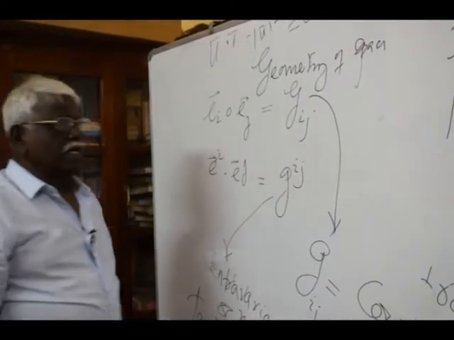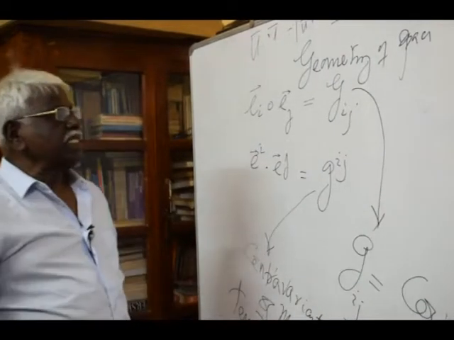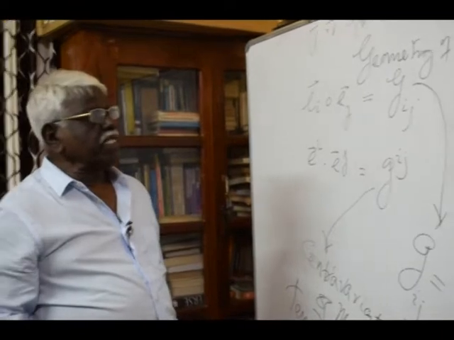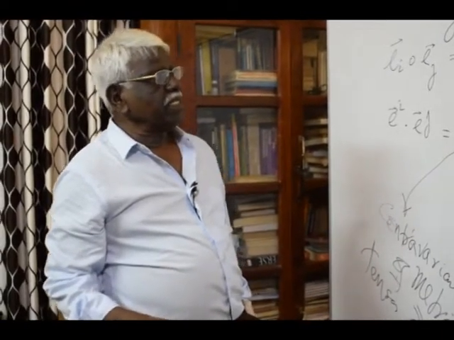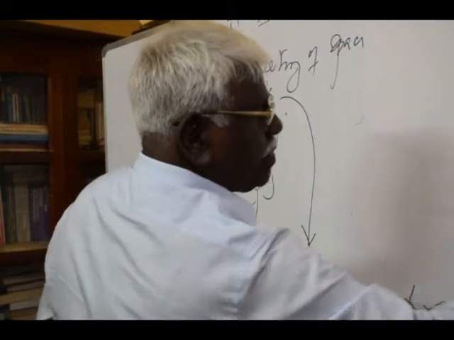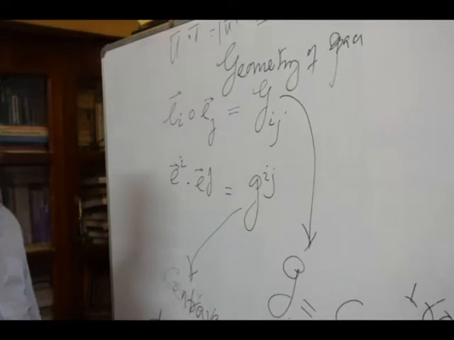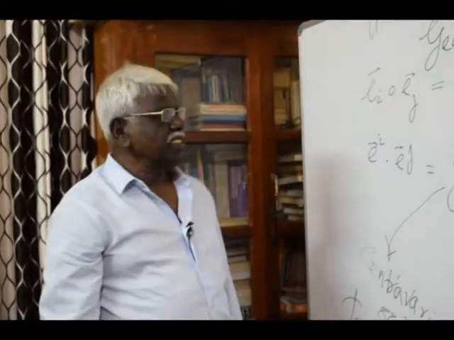In the general theory of relativity, this Gij represents the gravitational potential in Einstein's theory of gravitation. Gravitational potential in Einstein's theory of relativity. So these are very important tensors, Gij and its contravariant components.